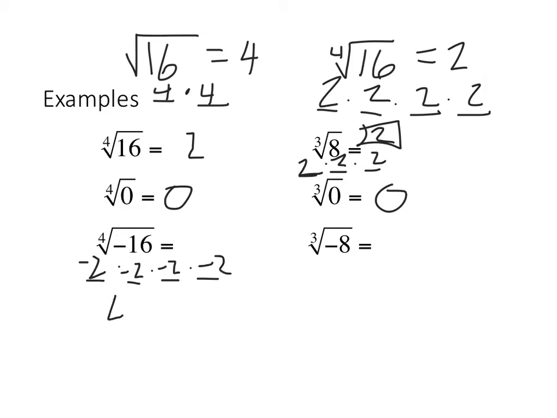Negative 2 times negative 2 is positive 4. Same thing over here, negative 2 times negative 2 is positive 4. So 4 times 4 is positive 16. So I didn't get a negative 16. That's because it is impossible if we have an even root. If we have an even root, so if it's a fourth root, square root, sixth root, we can't have a negative underneath.